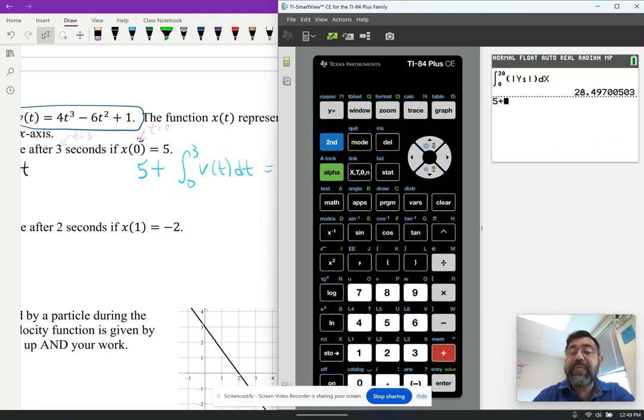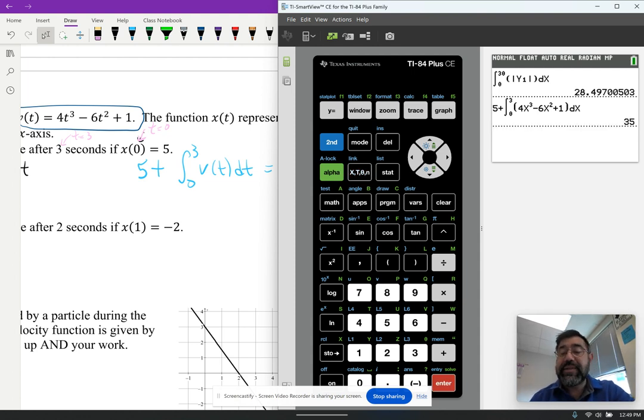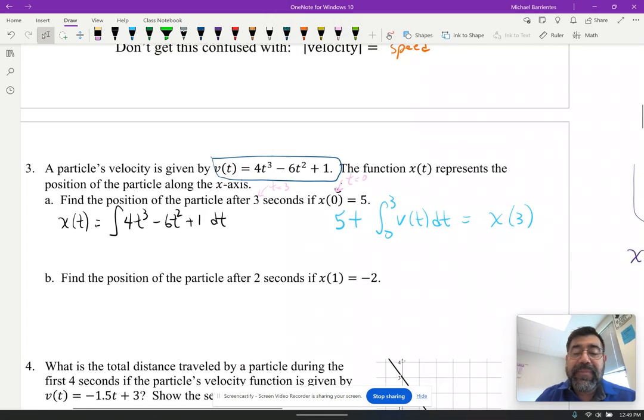So this is going to be 5 plus the integral, math 9, from 0 to 3 of v of t. Well, v of t is 4t cubed minus 6t squared plus 1 dt. In this case, I'm going to use x. Press enter, and I just found my final position. The final position, or the position at 3, is 35. So this equals 35.